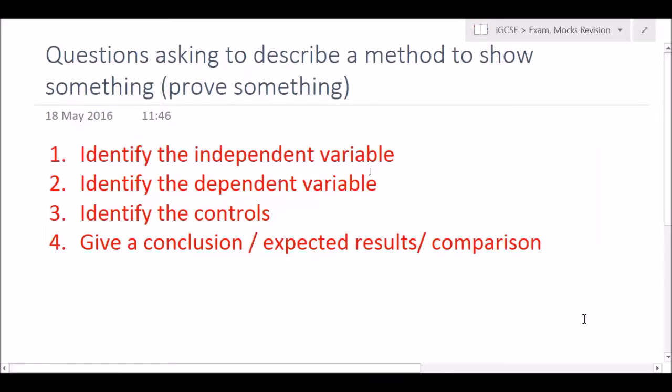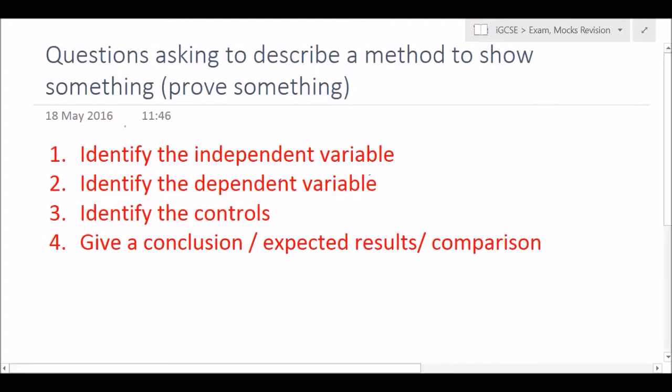Just going through a style of question about methods, for when you have to show or prove something, and they're usually worth about 3 to 4 marks. So we're trying to work out what the question is actually wanting from you. When you get a question which says describe a method to prove something or show something, as you change this, what will happen to this?